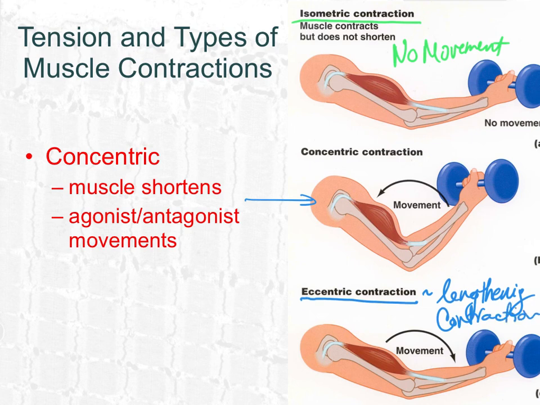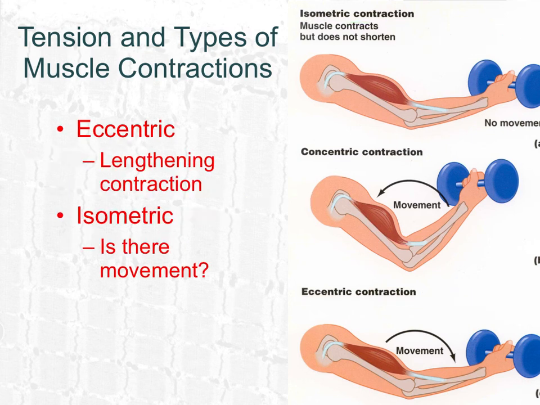So concentric contractions are what we expect to occur with muscles when they're under normal tension. Eccentric occurs when you're trying to move something too heavy and you just can't hold it, and the object pulls against the muscle. And then isometric contractions occur when there's tension, but there's no movement occurring. So this is what I just talked about. Isometric: is there movement? No.